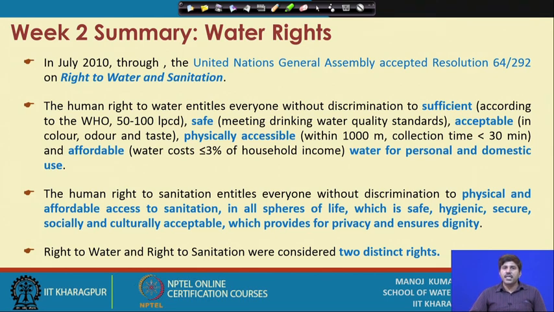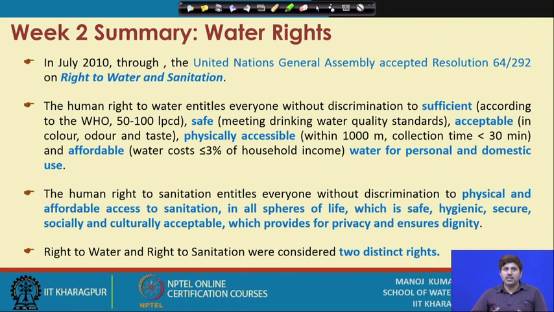And then physically accessible means within 1 kilometer distance, or the two-way collection time should not be more than 30 minutes for water. The affordability criterion suggested that water cost should be less than or equal to 3% of the household income.